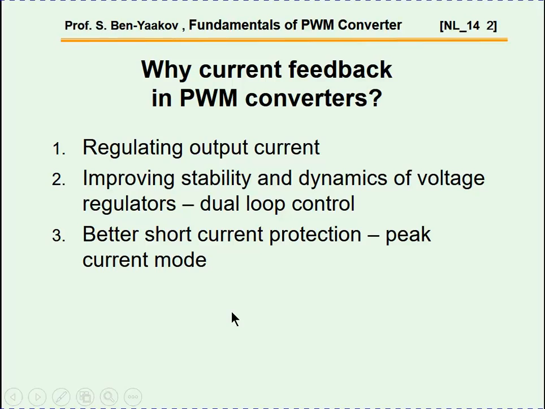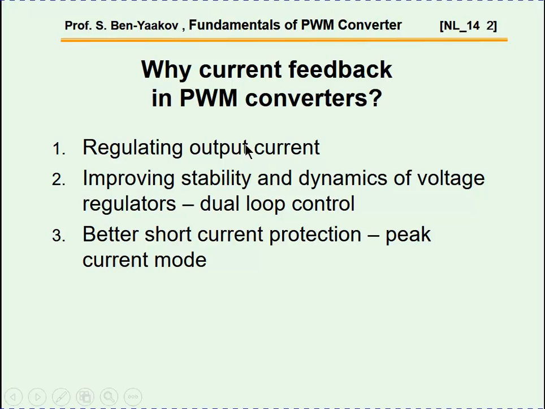Now, why do we wish to have current feedback in PWM converters? There are a number of reasons. The first obvious reason is the case in which we would like to regulate the output current. That is, we would like to have either constant current or maybe a current that is regulated. And for this, we need, of course, a current feedback. This is not the subject of this presentation. We are not dealing with this situation. What we are dealing with is a converter that needs to stabilize the output voltage. That is a voltage regulator.